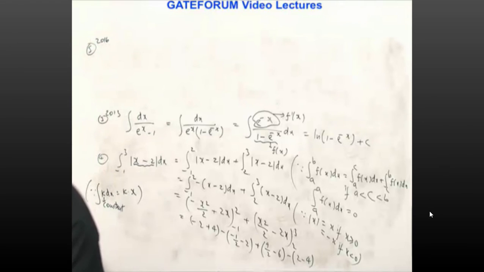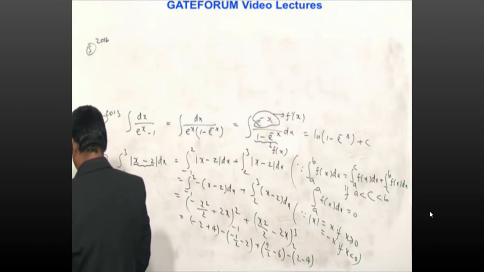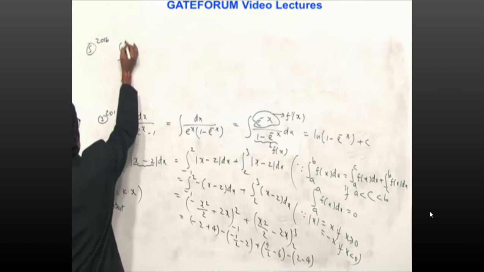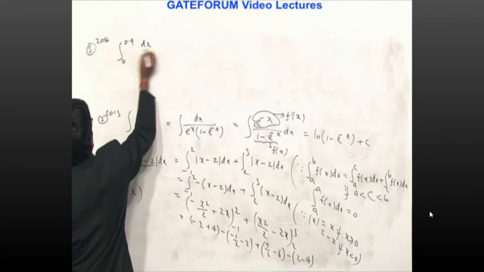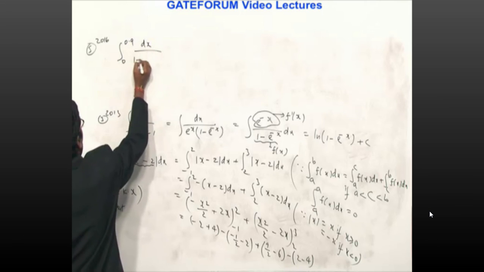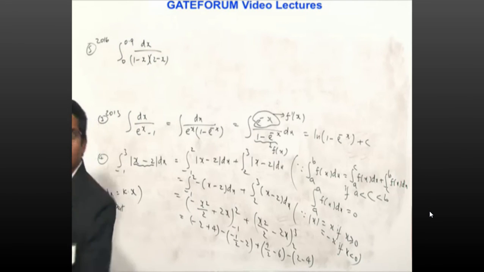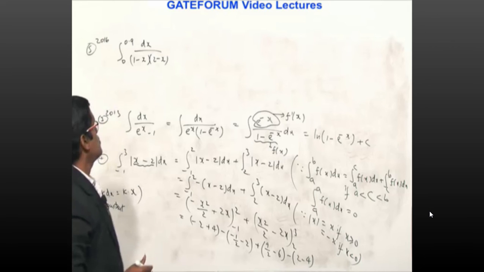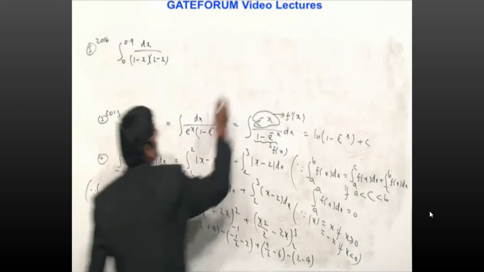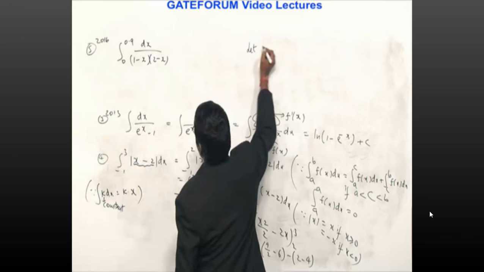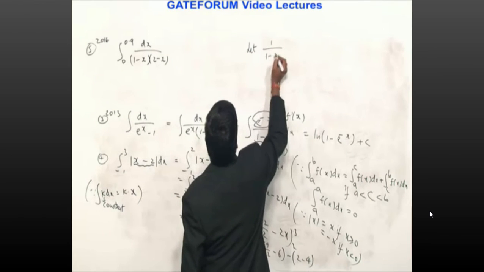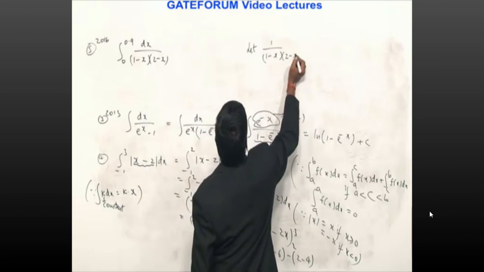And the fifth example, which was asked in 2016: this is the integral from 0 to 0.9 of dx by (1 minus x) into (2 minus x). So this is according to partial fractions. So let 1 by (1 minus x) into (2 minus x).